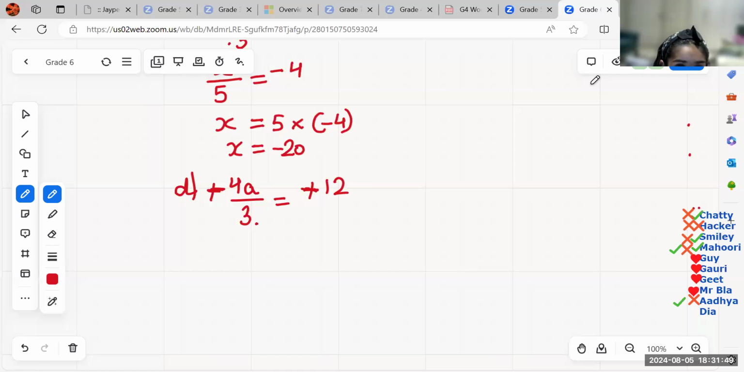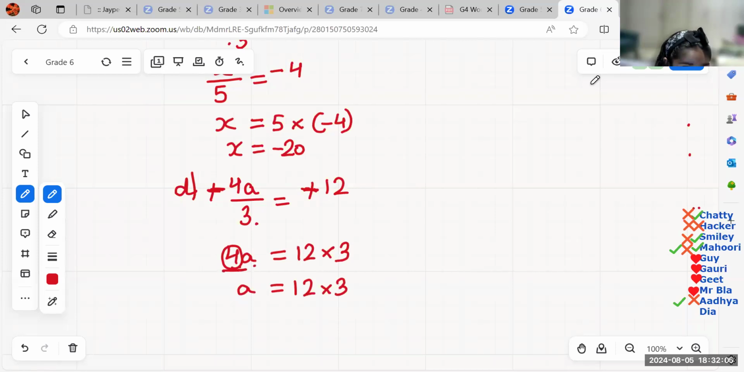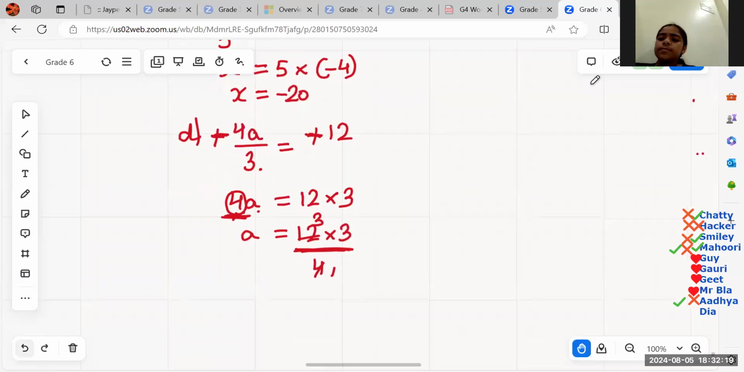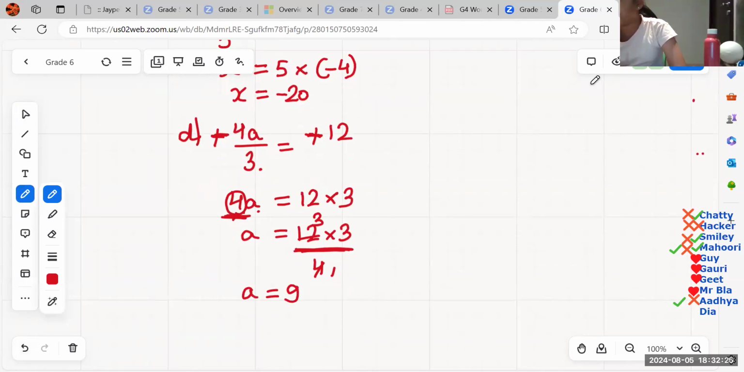Yes, sir. 3 is in the denominator, it will go to the other side and become what? Numerator. 12 multiplied by 3. Then this 4 is in multiplication, it will go to the other side and become what? Denominator. It's in the numerator here. On the left side, it will go to the right side and become denominator. So Adhya, did you understand, beta? Yes, sir. So in the first one, I also did not put the minus sign. So A is equal to 9.